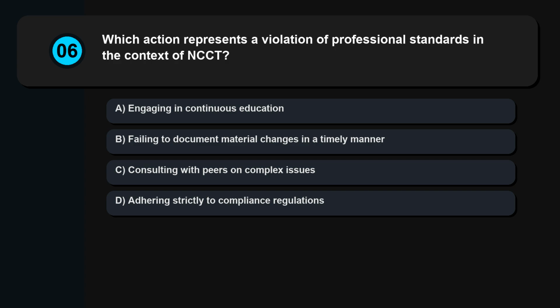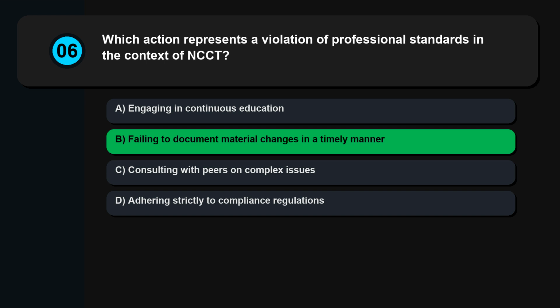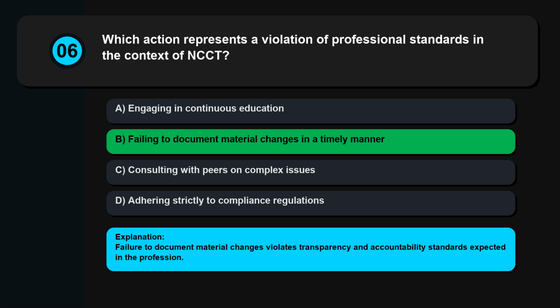Question 6. Which action represents a violation of professional standards in the context of NCCT? Engaging in continuous education, failing to document material changes in a timely manner, consulting with peers on complex issues, adhering strictly to compliance regulations. Failure to document material changes violates transparency and accountability standards expected in the profession.